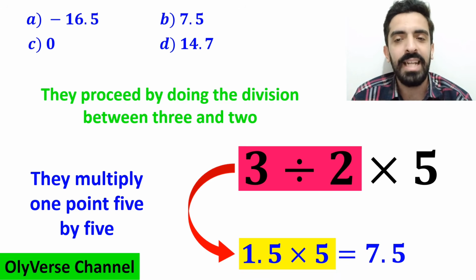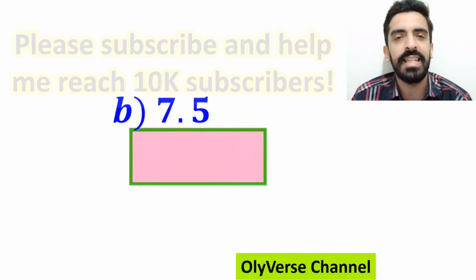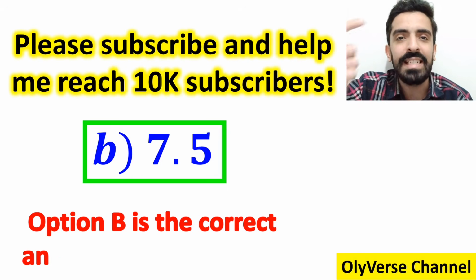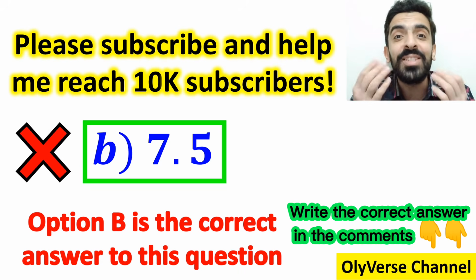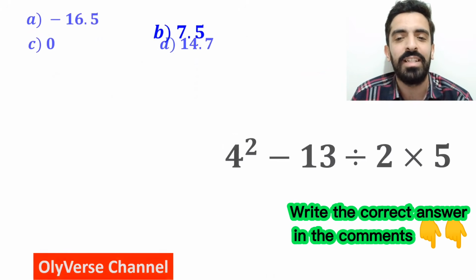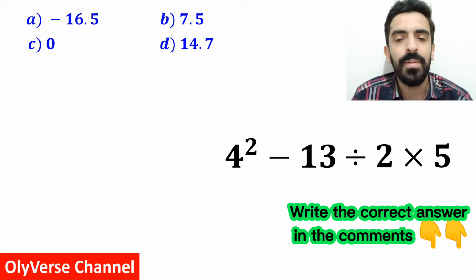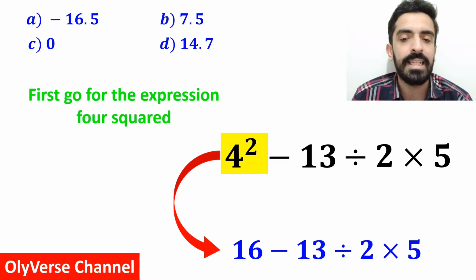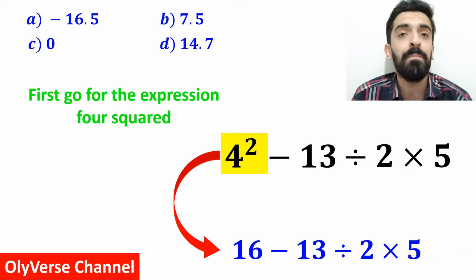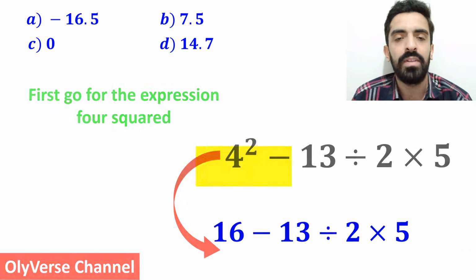Then, without any hesitation, they quickly say that option B is the correct answer to this question. But I have to say we were tricked, and it's not the correct answer to this question. Also, some other people when solving this question first go for the expression 4 squared, and they simplify to 16 minus 13 divided by 2 multiplied by 5.